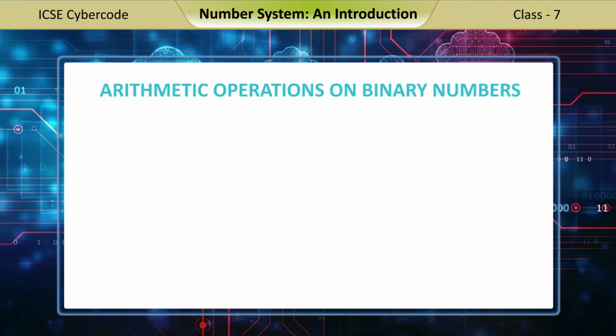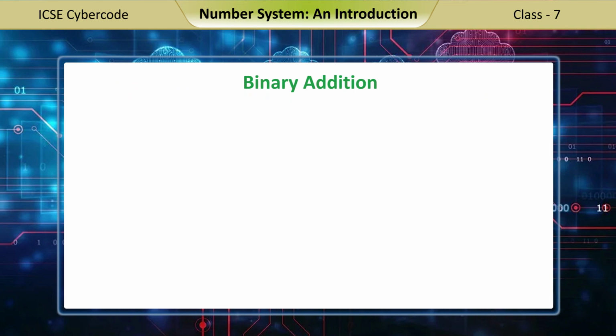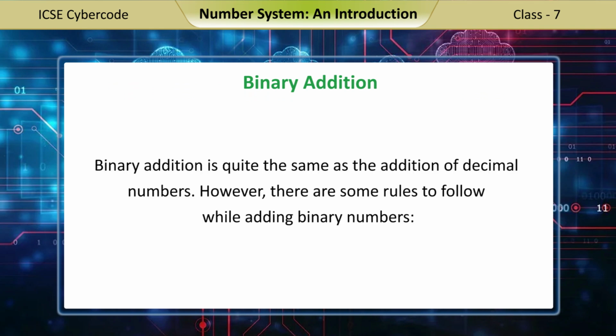Arithmetic operations on binary numbers. We will learn about 2 types of arithmetic operations on binary numbers. Binary addition. Binary addition is quite the same as the addition of decimal numbers. However, there are some rules to follow while adding binary numbers.